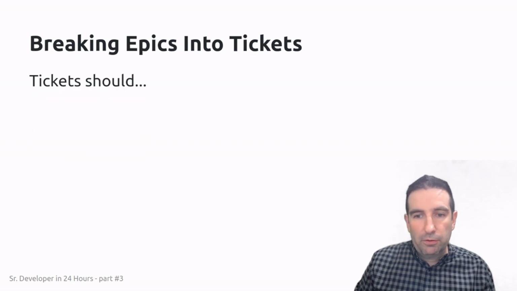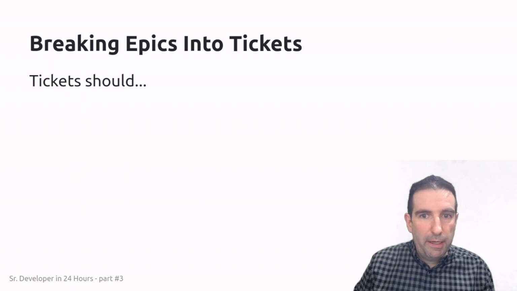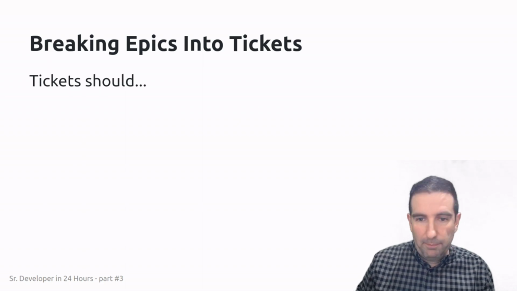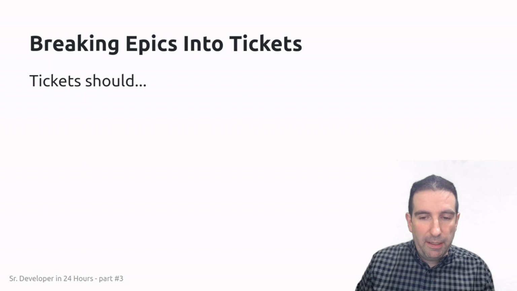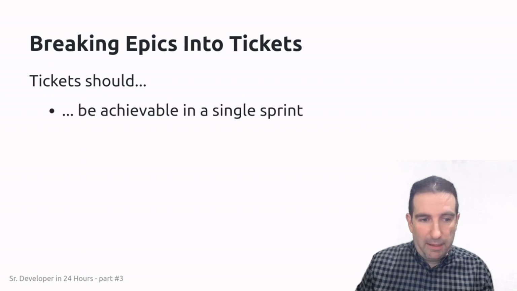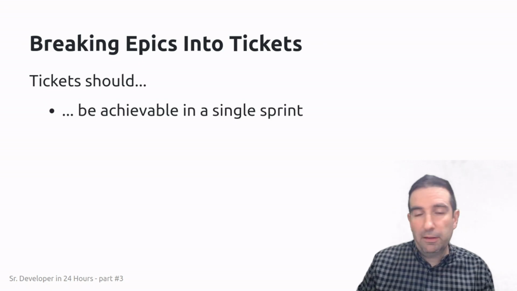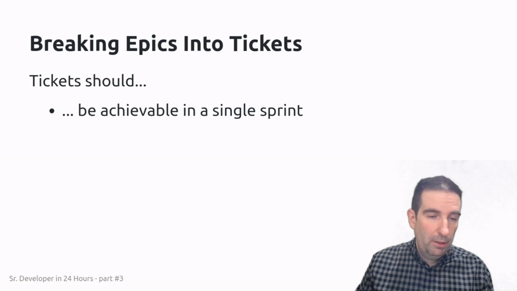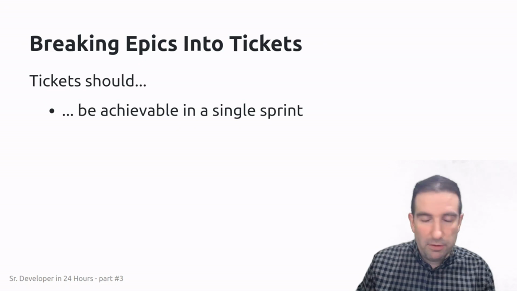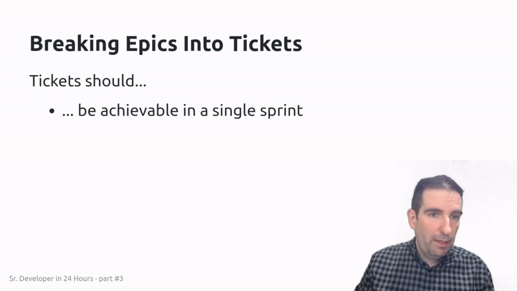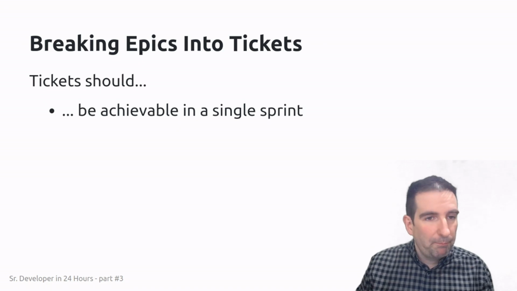All right, so how should we break up the epics into tickets? Well, the first thing is that we want tickets to be achievable in a single sprint. How long is a sprint? Well, that really depends on your team, your organization, and how you do things. Normally, we're talking about 1 to 2 weeks.